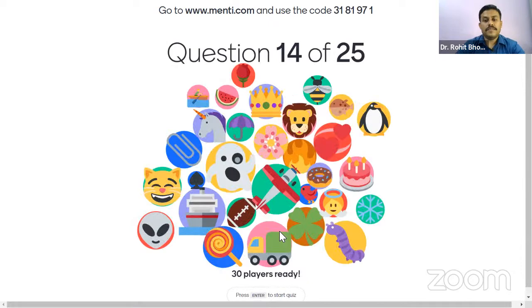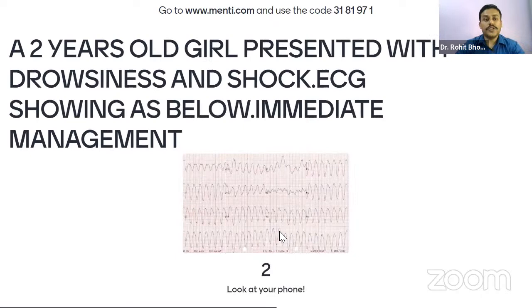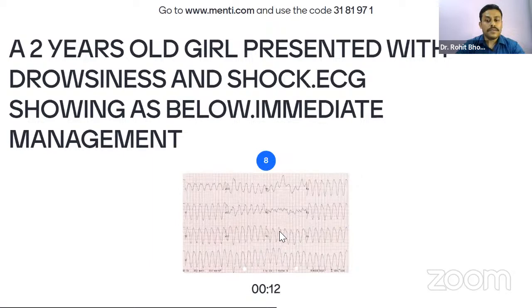Question number 14. 2-year-old girl with drowsiness and shock, ECG showing this, immediate management. Cardioversion is the correct answer.